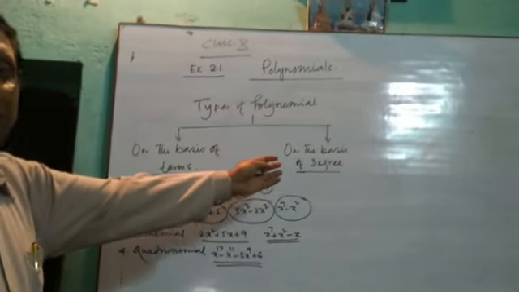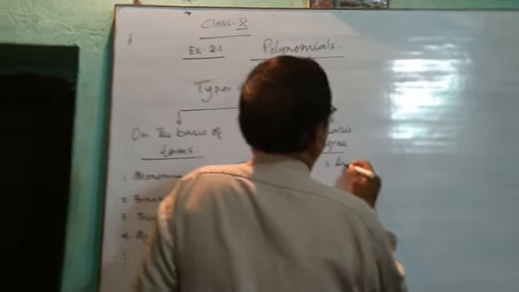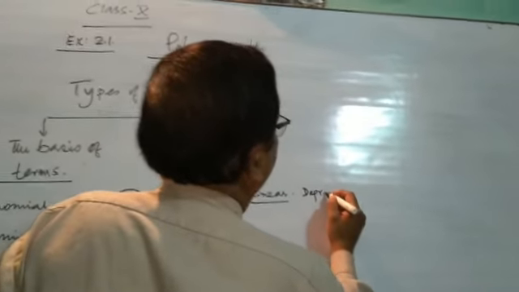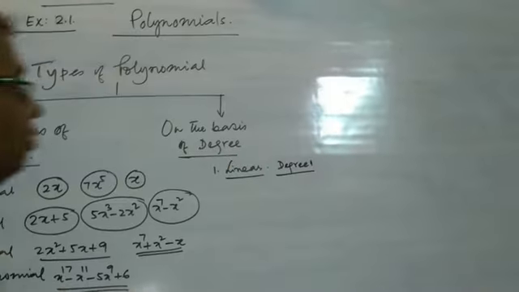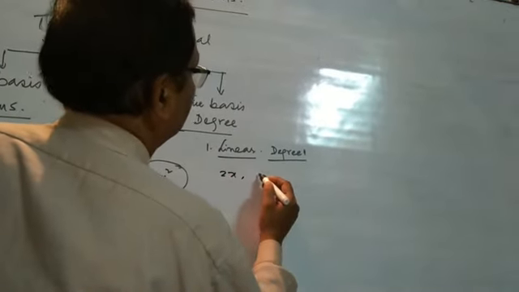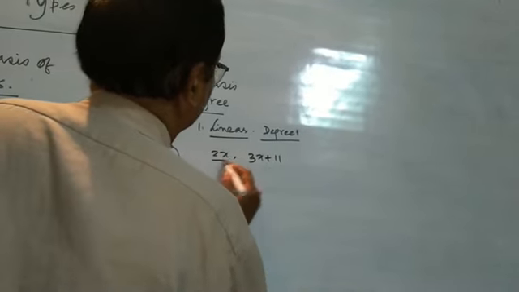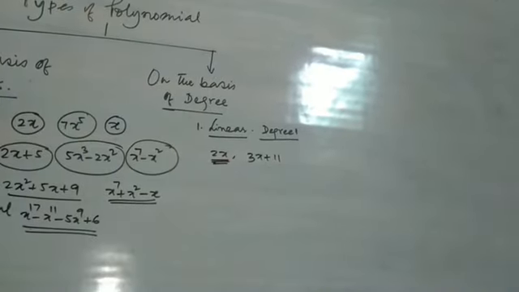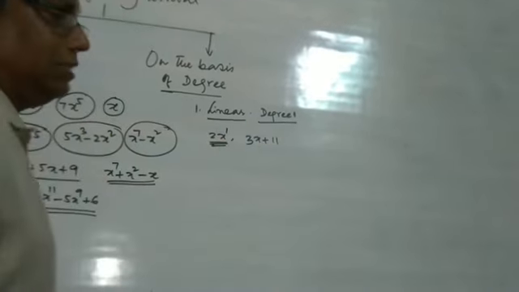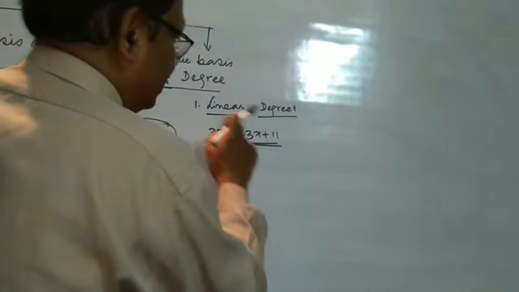Now you see on the basis of degree. On the basis of the degree, the first one is the linear polynomial. Linear, degree 1. A first degree polynomial is called a linear polynomial. Our example will be 2x or 3x plus 11. 2x is a linear polynomial. How? Because what is the power of the variable? Variable x's power is 1. Here it is linear.